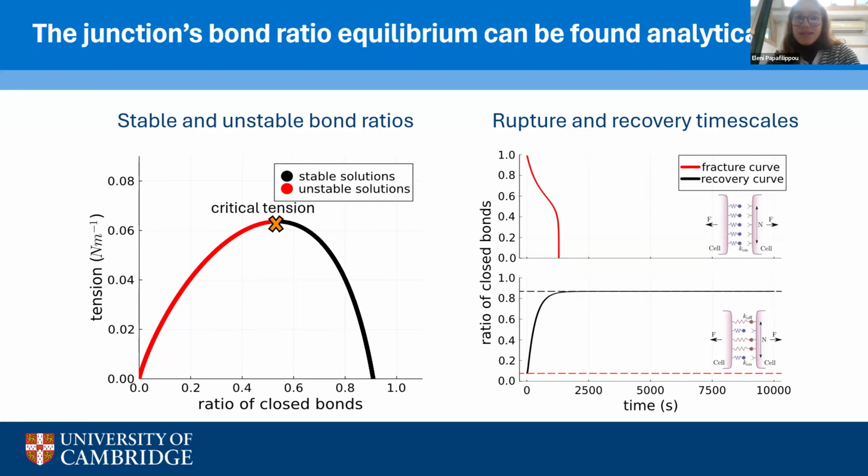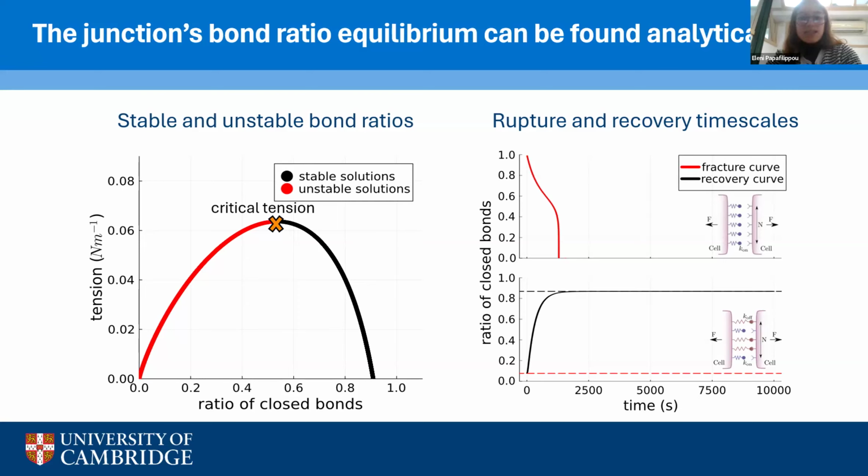This allowed us to also define two important quantities. One is the rupture timescale and one is the recovery timescale. The rupture timescale is how long it will take for the junction to completely break under a certain load, and it's this state here where all the bonds are off. And the recovery timescale is how long it takes for the junction to reach this equilibrium solution, which will be defined for the specific tension. So you see here, it's some ratio of bonds that we define analytically.